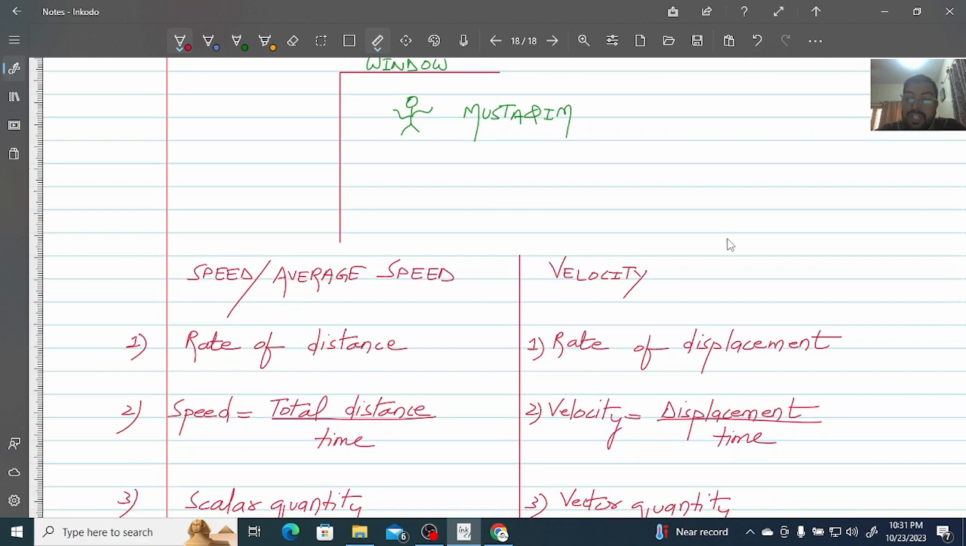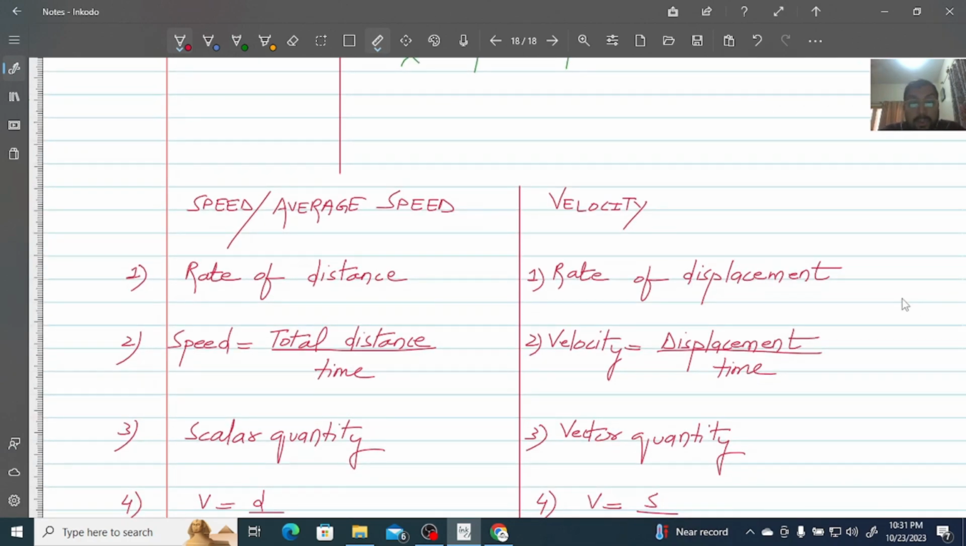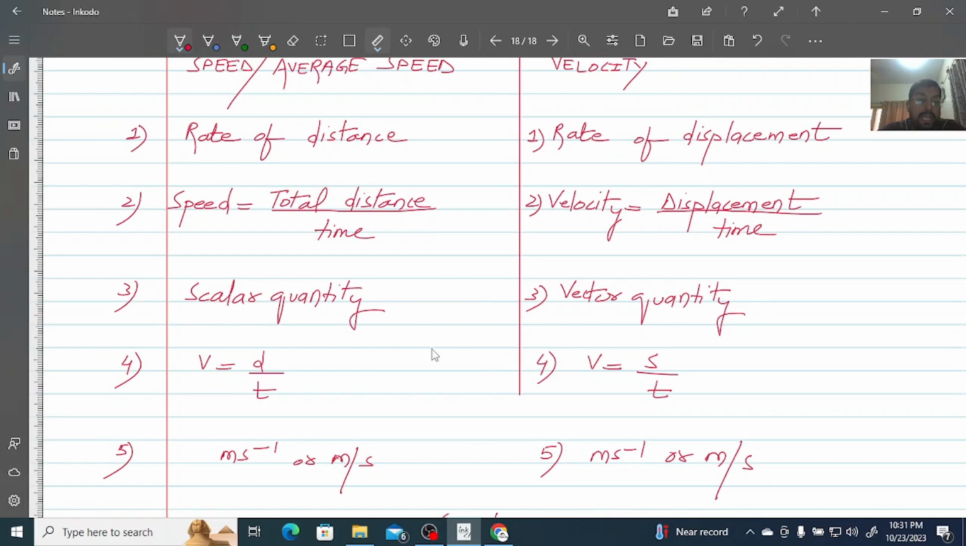So what is velocity? Velocity is rate of displacement. What is the formula of velocity? Displacement upon time. In speed, we are just expressing the speed, that's why it is a scalar quantity. We are not expressing in which direction that body is going. But in velocity, we are expressing the speed with the direction, in which direction it is going, displacement upon time.